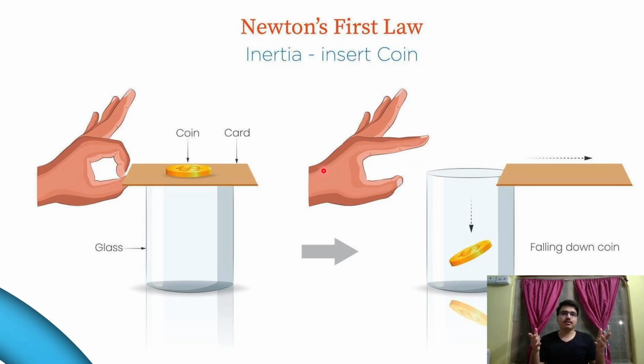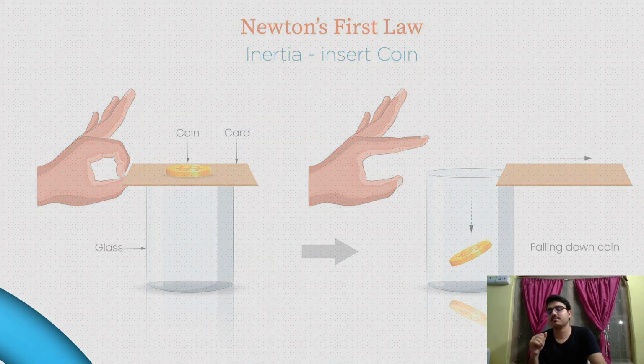As a result, according to Newton's first law, the coin should remain where it was. What happens here is the coin would fall down inside the glass and the card would fly away due to the flick. In order to better perform it, I believe you need 2 to 3 trials before you become a master or before you become perfect in that.